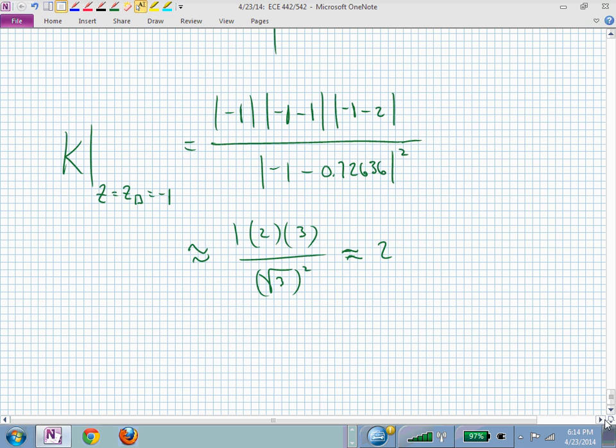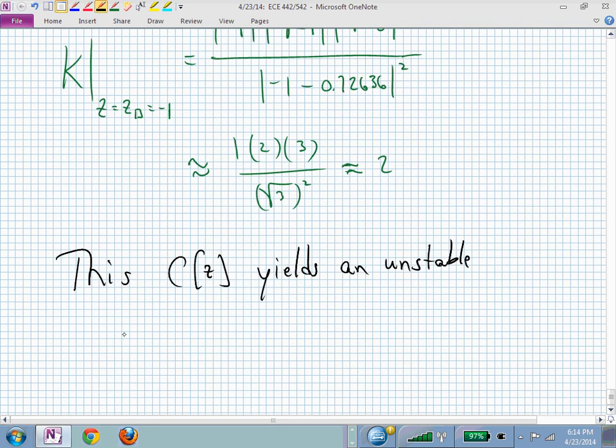And that's what you need. You need that attitude when you do this at home. You need to just kind of laugh. You need to just say, oh, bummer. Right? So this C of z gives an unstable closed-loop system. Is it clear why that's true? Is that making sense?